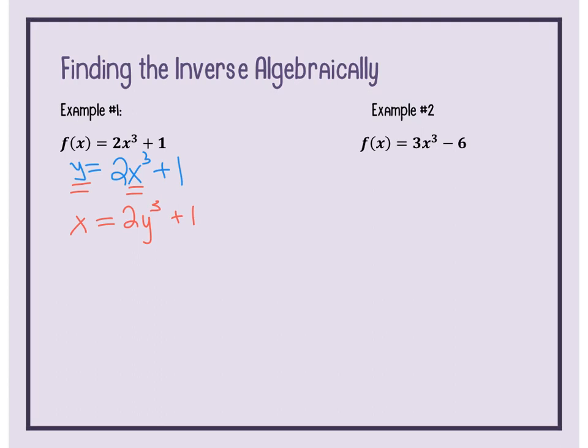Step 3 is now solve for y. How do I get the y by itself? Well, the first step is subtract 1 from both sides. Okay. Well, now I can't take the cube root yet because that 2 is not cubed. Okay, there's no parentheses around the 2y. So I need to move the 2 over. How do I move the 2 over? Well, I'm going to divide by 2. Okay, so now I have x minus 1 over 2.